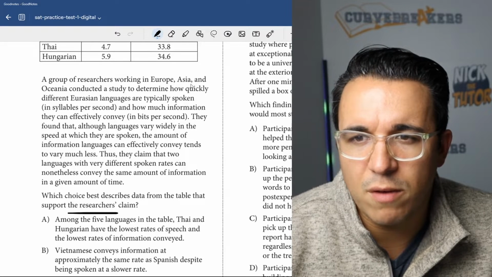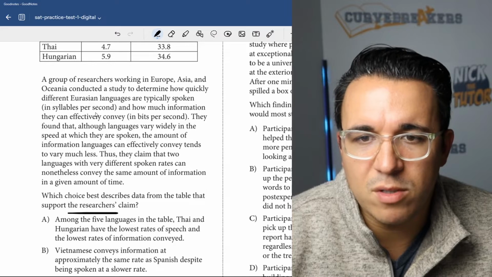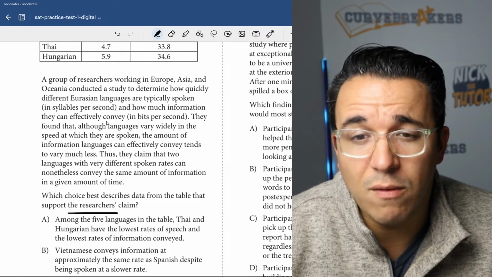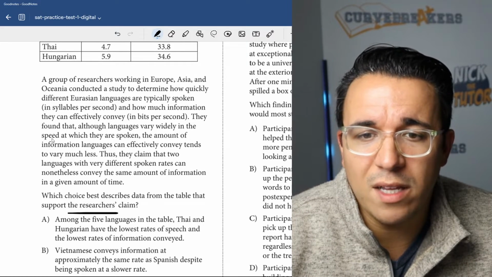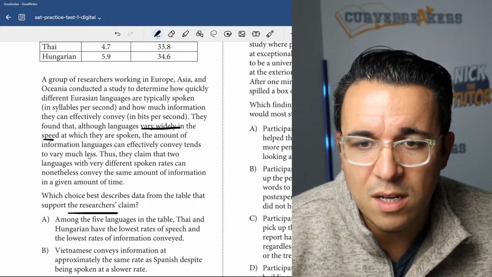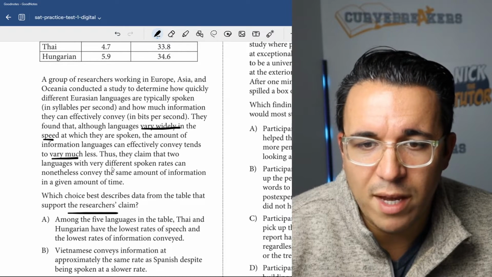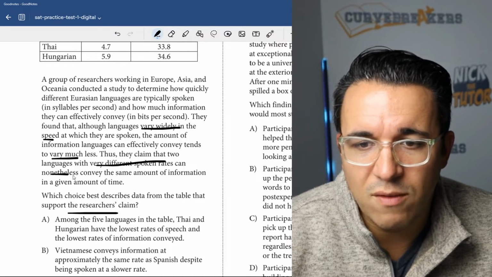A group of researchers working from Europe, Asia, and Oceania conducted a study to determine how quickly different Eurasian languages are typically spoken in syllables per second, and how much information they can convey. They found that although languages vary widely in the speed at which they are spoken, the amount of information language can effectively convey tends to vary much less. Thus, they claim that two languages with very different spoken rates can nonetheless convey the same amount of information.